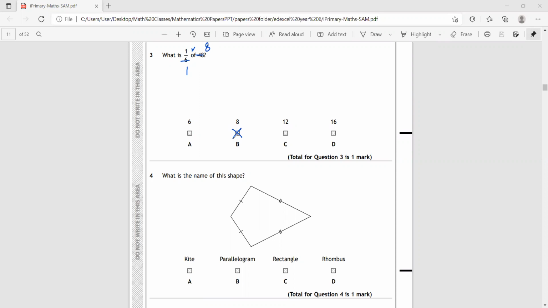The next one: what is the name of this shape? You see how many sides there are: 4 sides. It is not a rectangle, so we can cut that. It is not a parallelogram, and it's not a rhombus. A rhombus is what you get when you slant a square. So this should be the kite. The correct answer is A.